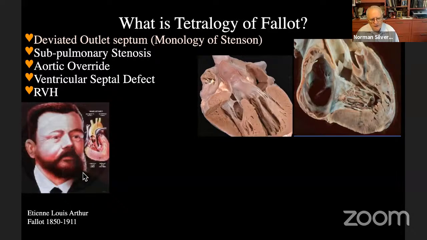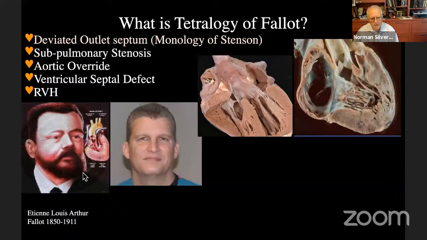And he was a coroner in Marseille, and he wrote 4 papers on the subject. But he called it La Maladie Bleue, the blue disease. And in my travels, I came across another Dr. Fallot. And this Dr. Fallot was at the time a resident in Seattle, Washington. And he said, I am the great-grandson of Dr. Etienne Louis. And he said, we look just the same.